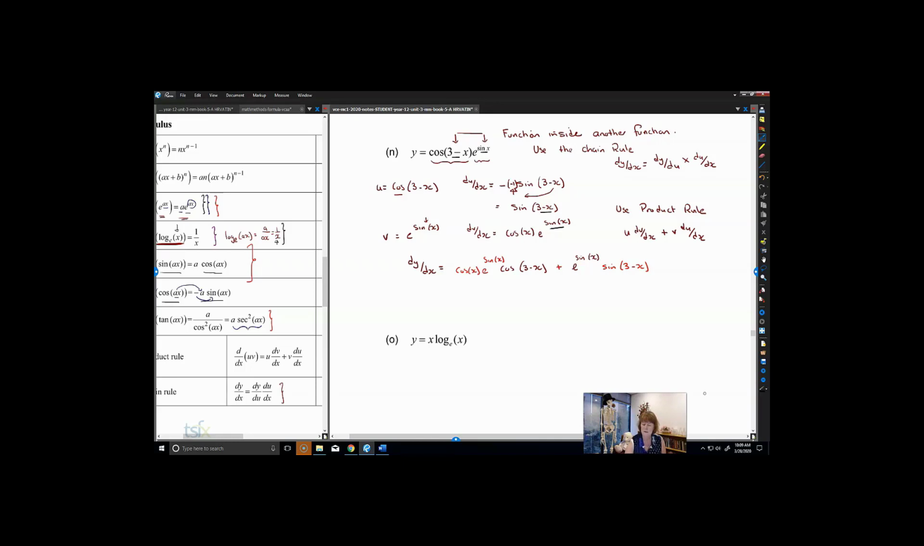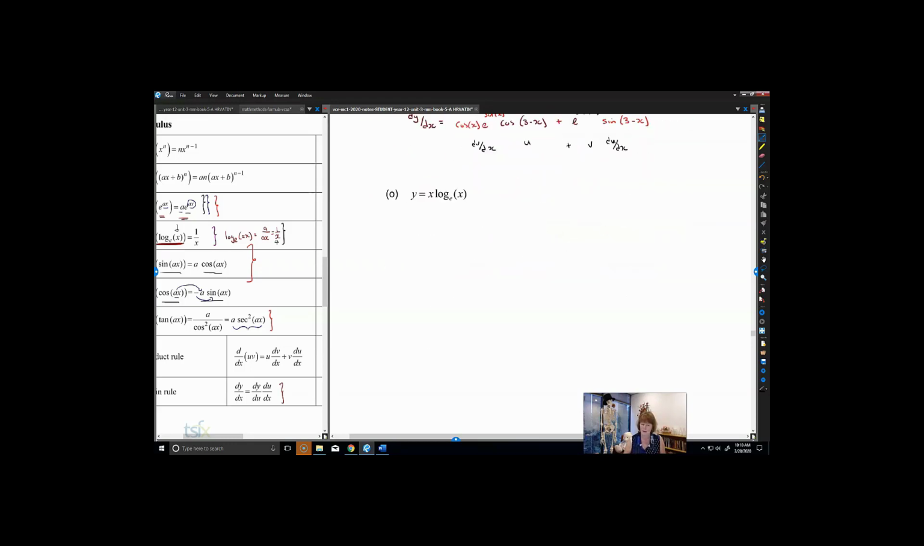Okay, so you can see that this value here is my u. Sorry, let me just grab that. Okay, this value here is my u value, and I'm multiplying that by dv dx, and then I'm adding my v value, and I'm multiplying that by du dx. And as I've said before, if you need to take out a common factor, you do, but we're not worrying about that at this stage.